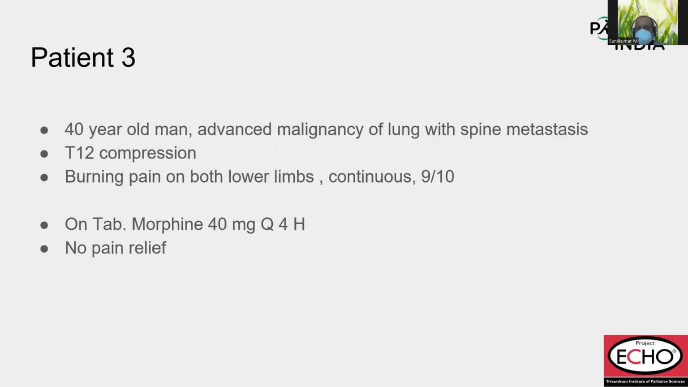And now we'll move on to another patient, a 40-year-old man with advanced malignancy of the lung with spine metastasis, who got spinal cord compression at the T12 level. His main complaint is burning pain on both lower limbs, which is continuous and 9/10. This patient is already on 40 milligram of morphine 4 hourly. There is no pain relief. Suppose there are a lot of choices for pain relief in this patient, but if you want to convert this patient to methadone, what would be the dosage?